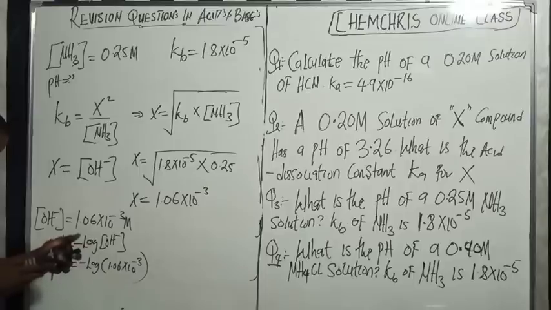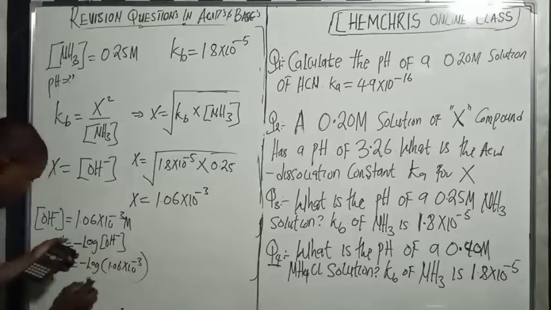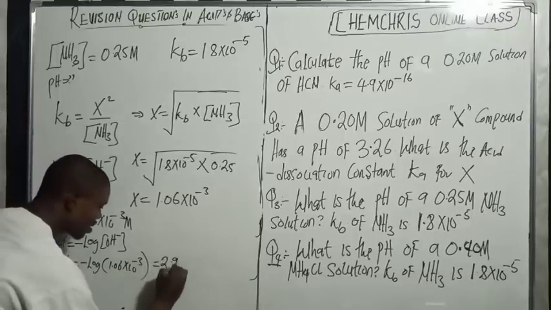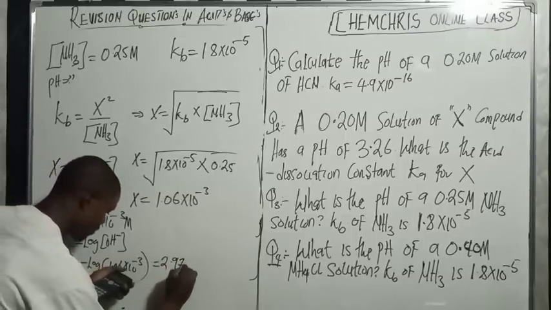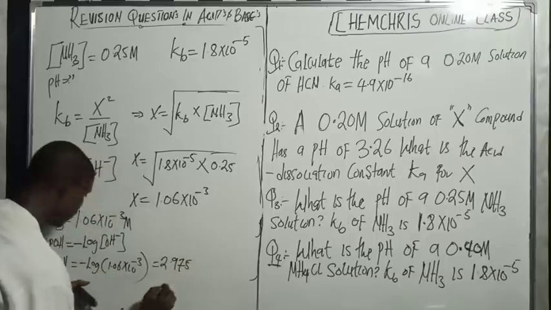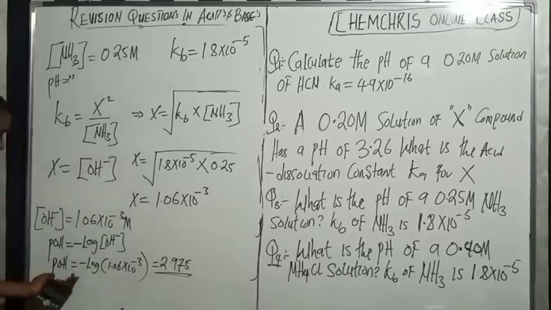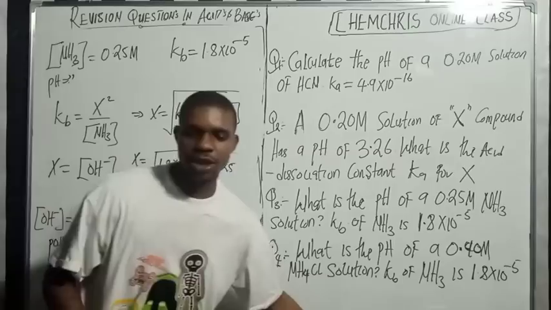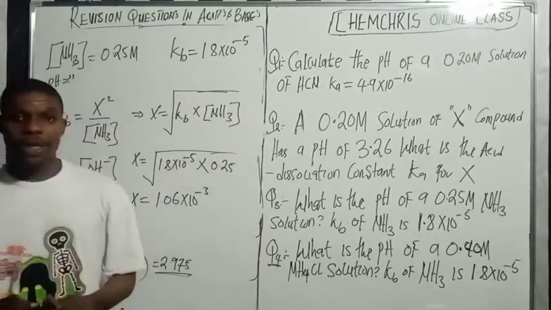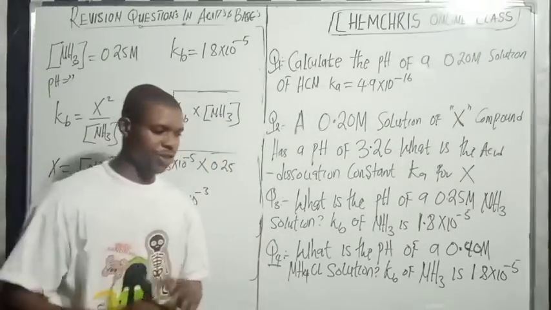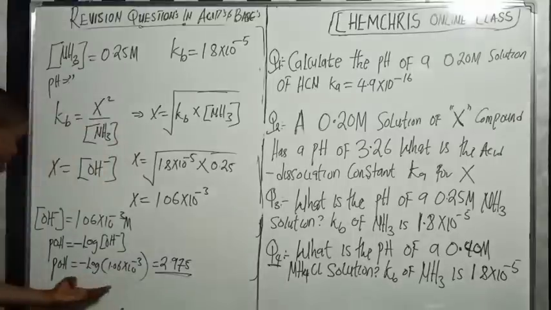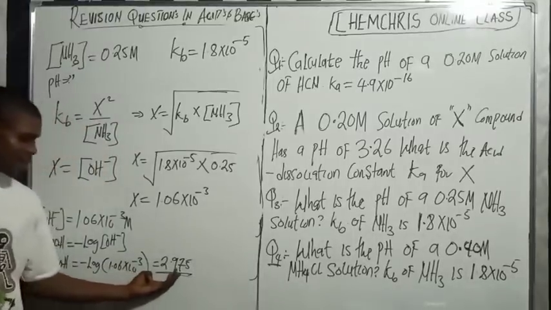Minus log 1.06 exponential minus 3 equals 2.975. Right? But the question says to calculate the pH. So from this place, my pOH is 2.975.